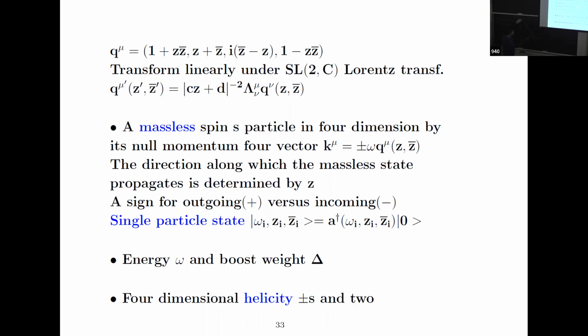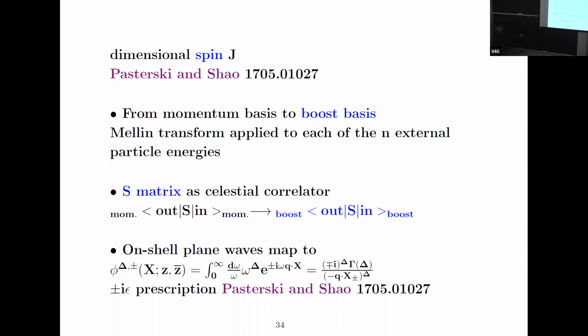Therefore, according to this holography dictionary, omega in four dimensions can be associated with the conformal weight delta, and the four-dimensional helicity is associated with the two-dimensional conformal spin, based on this paper.